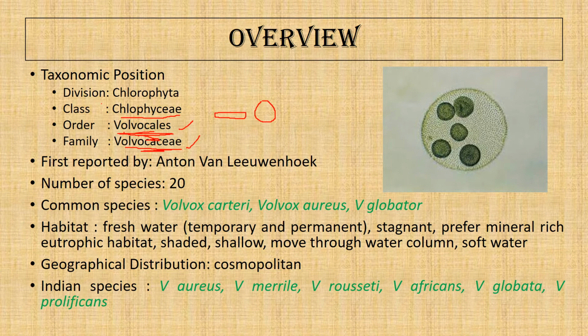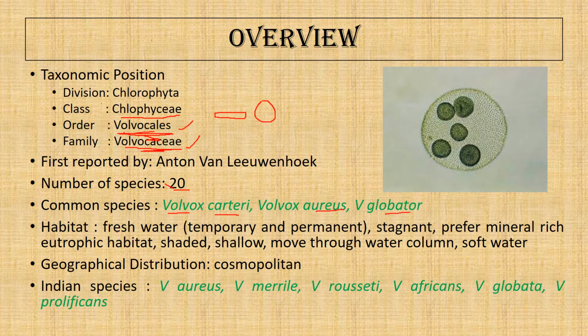Volvox was first reported by Anton van Leeuwenhoek, and the total number of species in Volvox is 20. The common Volvox species are Volvox carteri, Volvox aureus, and Volvox globator.